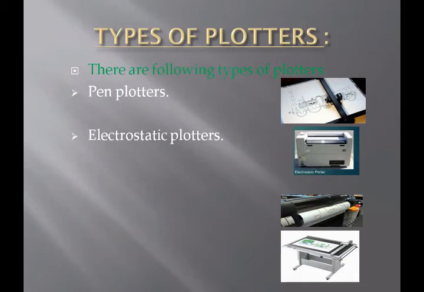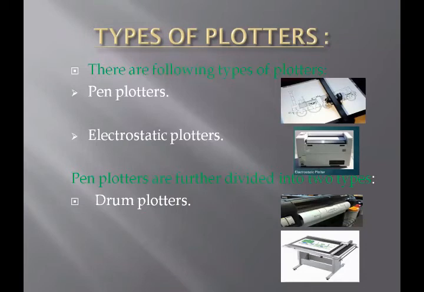Pen plotter: a graphic printer that draws images with an ink pen. The plotter actually draws point-to-point lines directly from vector graphic files. Electrostatic plotter produces faster images by charging the paper with high voltage. This voltage attracts toner. Pen plotters are further divided into two types.